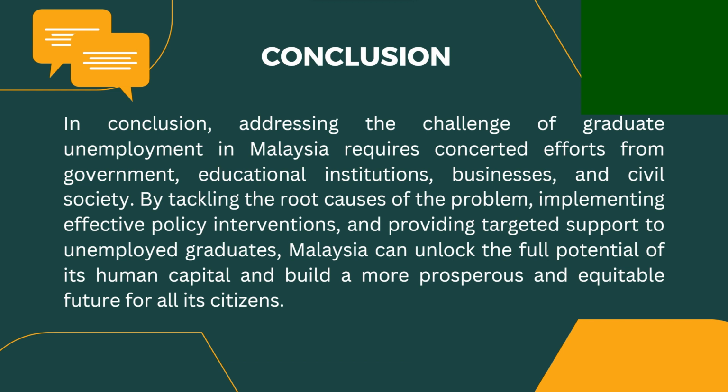The last part of the body is the conclusion. Here is an example of it. In conclusion, addressing the challenge of graduate unemployment in Malaysia requires concerted effort from government, educational institutions, businesses, and civil society. By tackling the root causes of the problem, implementing effective policy interventions, and providing targeted support to unemployed graduates, Malaysia can unlock the full potential of its human capital and build a more prosperous and equitable future for all its citizens.